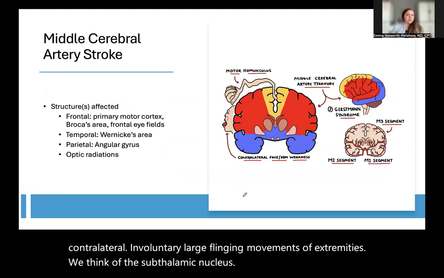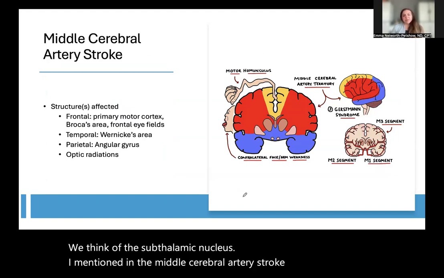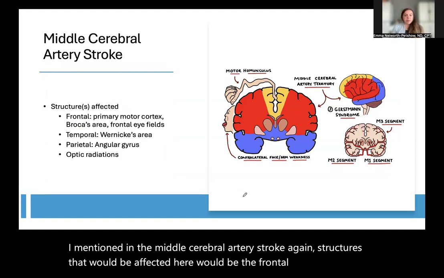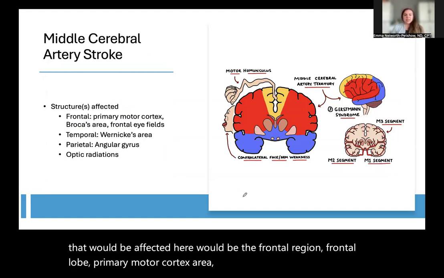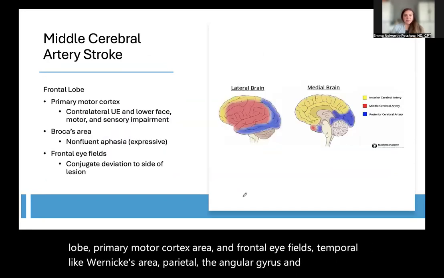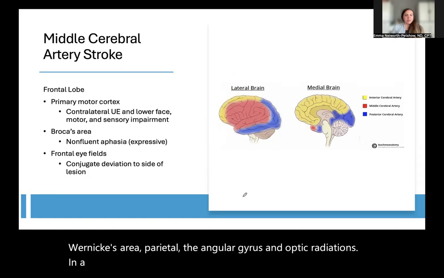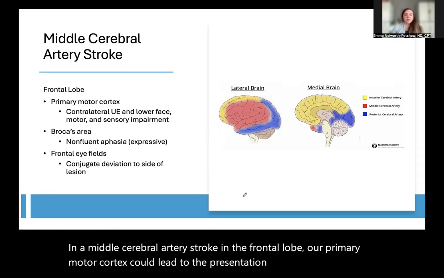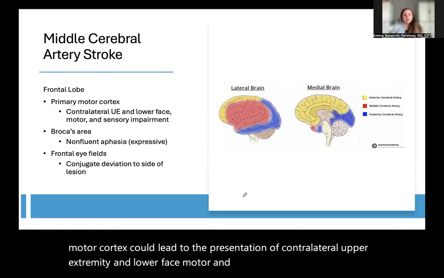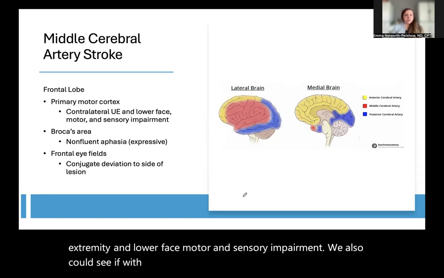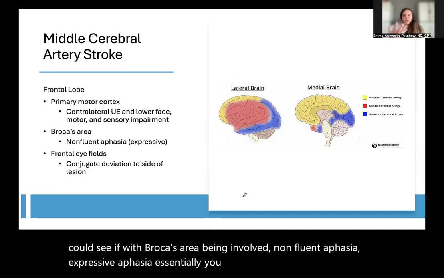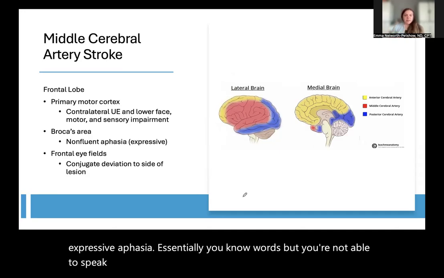I mentioned in the middle cerebral artery stroke, again, structures that would be affected here would be the frontal lobe, primary motor cortex, Broca's area, and frontal eye fields. Temporal, like Wernicke's area, parietal, the angular gyrus, and optic radiations. In a middle cerebral artery stroke, the frontal lobe or primary motor cortex could lead to contralateral upper extremity and lower face motor and sensory impairment. We also could see with Broca's area being involved, non-fluent, expressive aphasia. Essentially, you know words, but you're not able to speak them appropriately. And frontal eye fields, you'll see a conjugate deviation towards the side of the lesion.